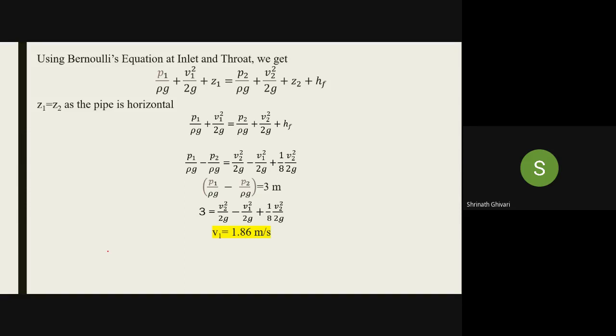Now what I have to do? I have to calculate the discharge. Q equal to A2 V2. Calculate the value. This is the final value for this.